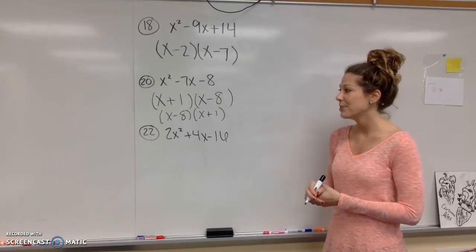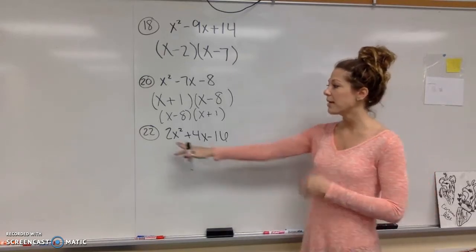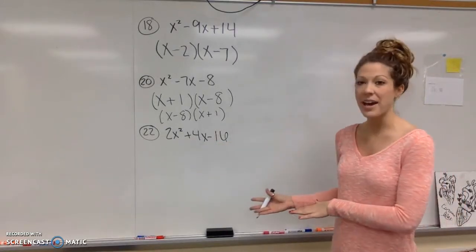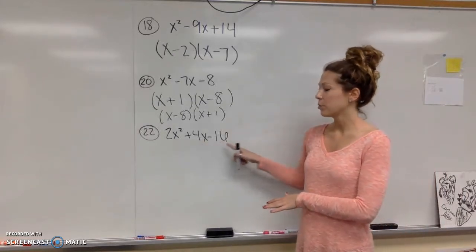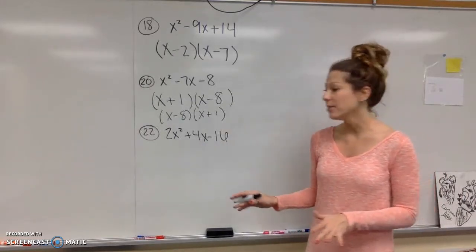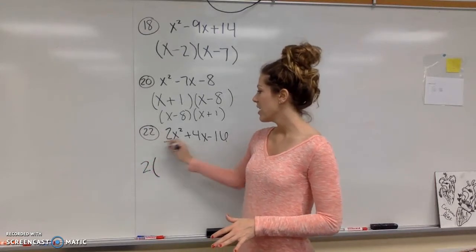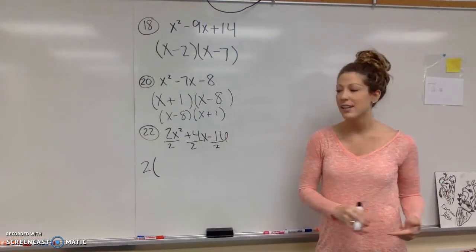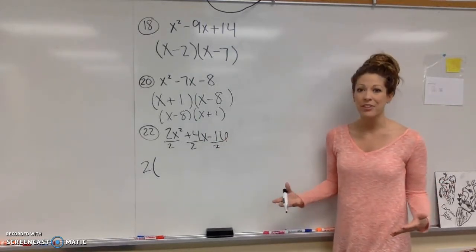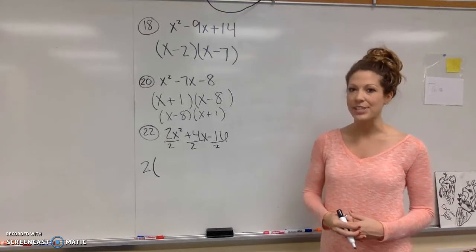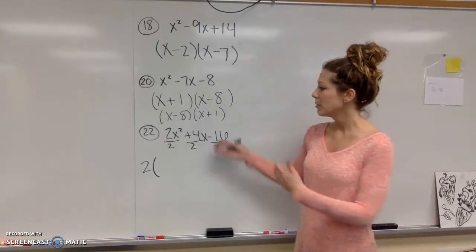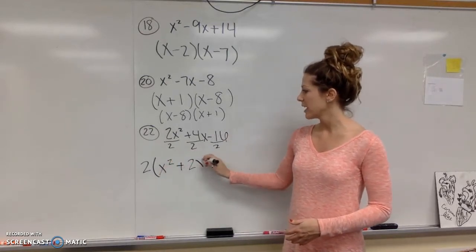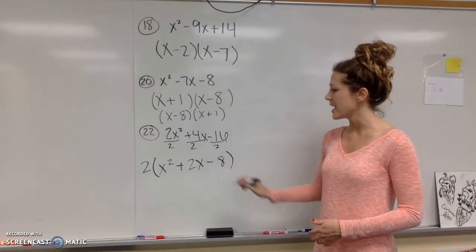Moving on to number 22. This one's a little bit different because we do have a coefficient in front. Always check for a greatest common factor, and in this case we do have one. All of these are divisible by 2, so before we do anything else, we have to factor out that 2. If there is a greatest common factor and we do not factor that out first, then our answer is going to be incorrect. You have to factor out a greatest common factor if there is one. So when we factor out that 2, remember it's the backwards distributive property. So we end up with x squared plus 2x minus 8 in our parentheses.